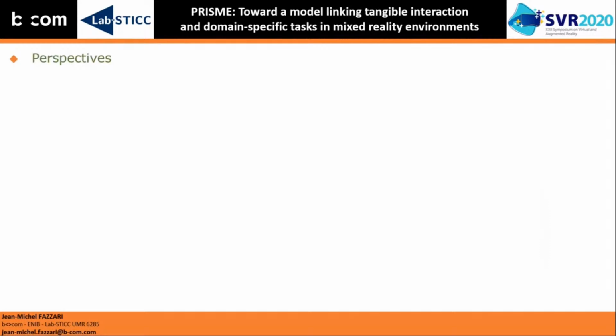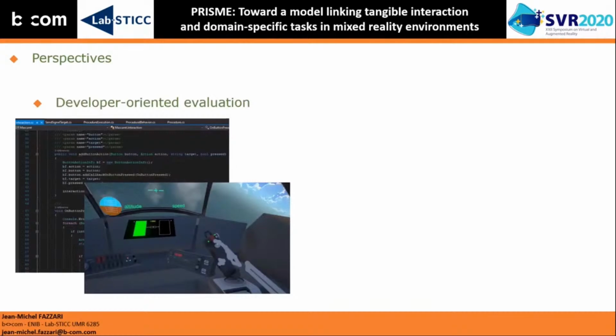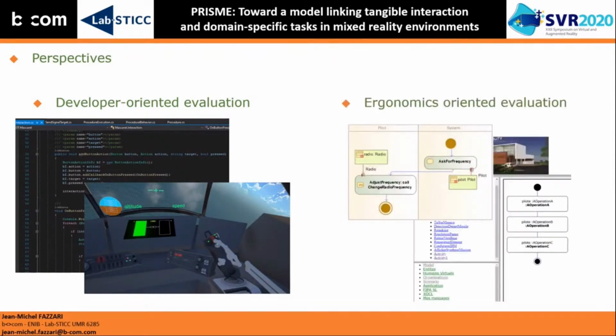In perspective, to test our hypothesis, we are planning two complementary evaluations. One is a developer-oriented evaluation, which will allow us to assess the development load of a virtual environment with and without our model, and on the other, an ergonomist-oriented experimentation, which will let us evaluate the feasibility of describing a system and its activities in the virtual environment without app development.